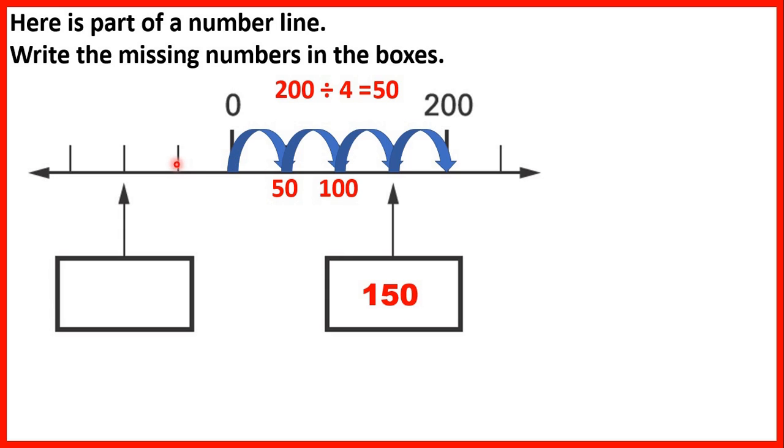So this line here will be 50 before 0, so that's minus 50, and then this arrow must be pointing to minus 100, because that's 50 less than minus 50.